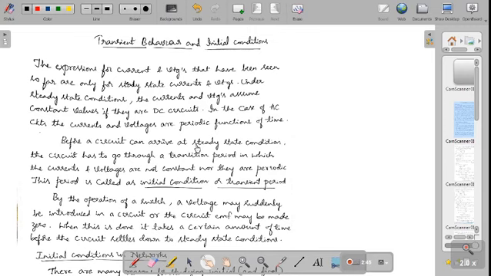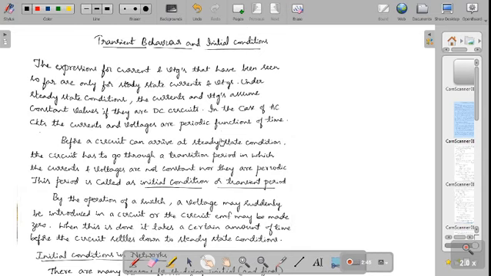Before a circuit can arrive at a steady state, whenever there is an inductor and capacitor present in the circuit, the circuit has to go through a transition period. As I said earlier, the steady state is not entered directly. It takes some amount of time, which is called the transition period. That is nothing but transient behavior, in which the currents and voltages are neither constant nor periodic. This period is called the initial condition or transient period.